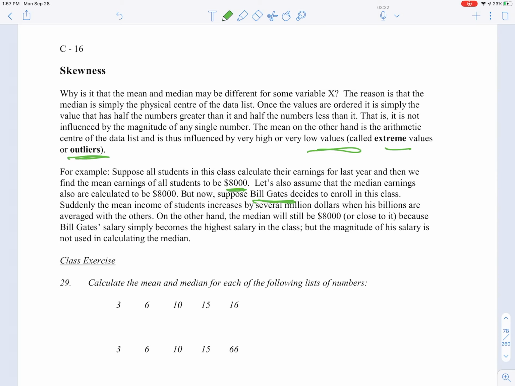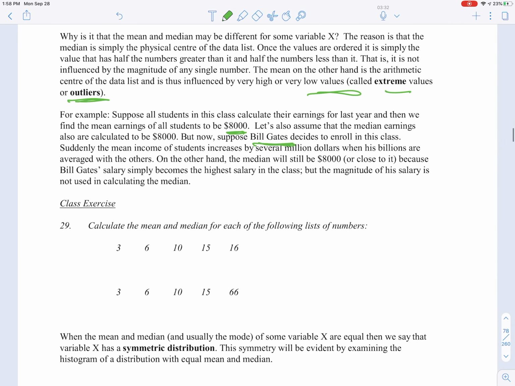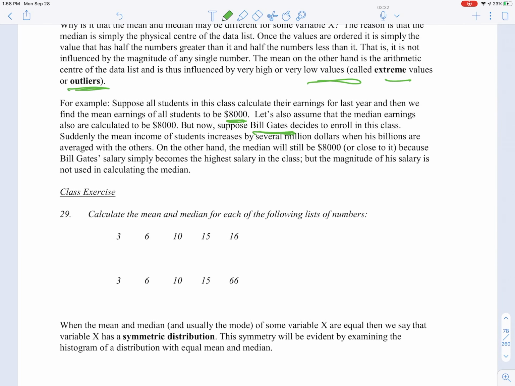Let me demonstrate here with a couple of examples. So number 29 here then says, calculate the mean and the median for each of the following lists of numbers. And so what we've got here then is the mean, of course, is going to be equal to the sum of the x's over n. And so we would just simply add these up. I'm not going to actually go through that with you, but I do want to get to the right page here.